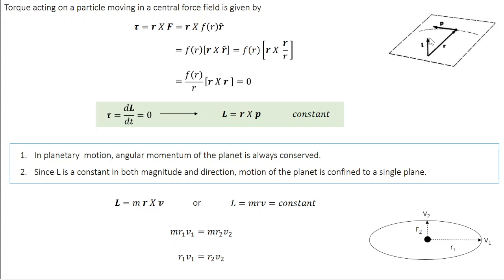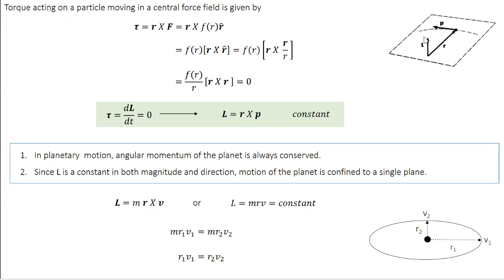I can also say that if an angular momentum is along the plus z direction, then the particle will be rotating in the xy plane in the counterclockwise direction, right? So that's the second implication of planetary motion, or second implication of motion in a central force field. Since L is a constant in both magnitude and direction, motion of the planet is confined to a single plane.